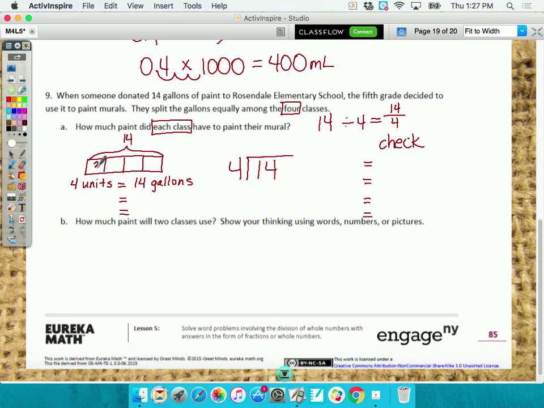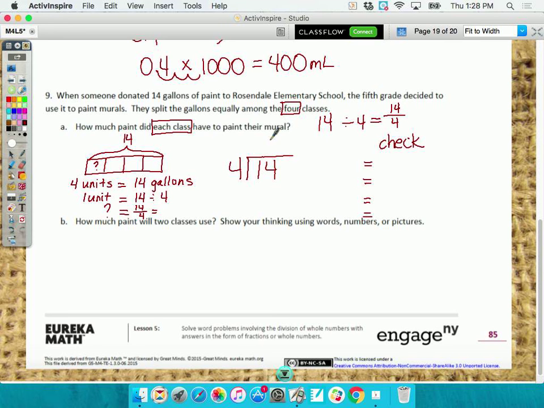Okay, what are we trying to figure out? 1 unit. And 1 unit equals 14 divided by 4, 14 fourths. Let's go ahead and do the standard algorithm, and that will help us figure out the mixed number. Okay? So help me out on that. Ethan, how many times does 4 go into 14?